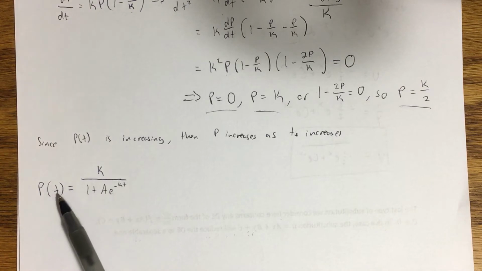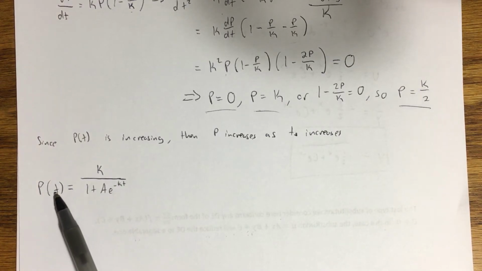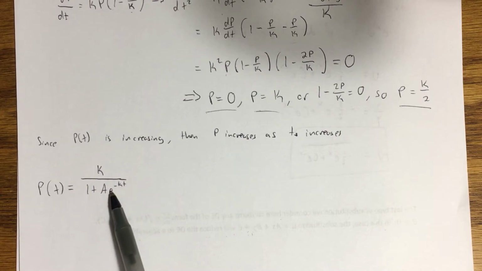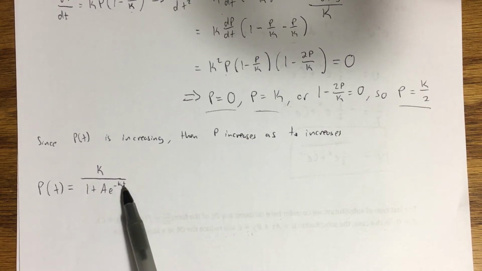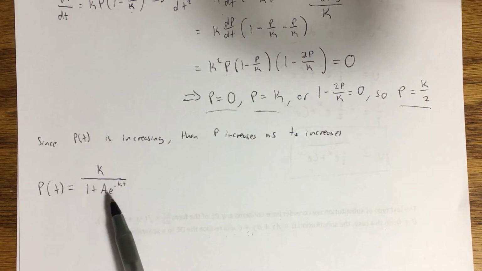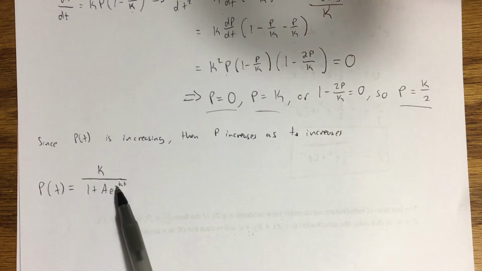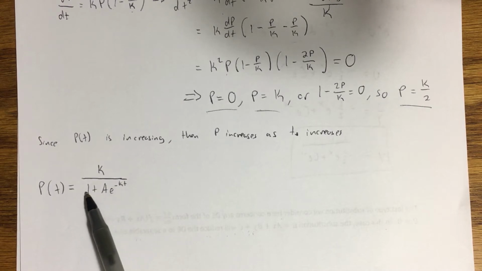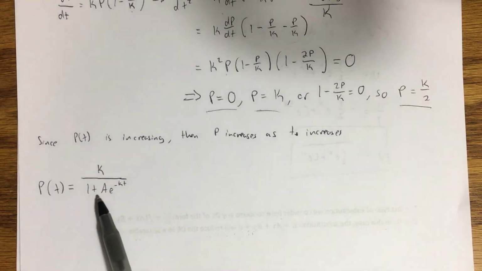Well, think about what happens as t gets larger. As t gets larger, I have e to a negative kt. K is positive, t is positive. Putting this minus out here makes that negative. What happens when you take e to a negative variable power? That's a decreasing function, which means this entire denominator is a decreasing function. You can see that without too much trouble.